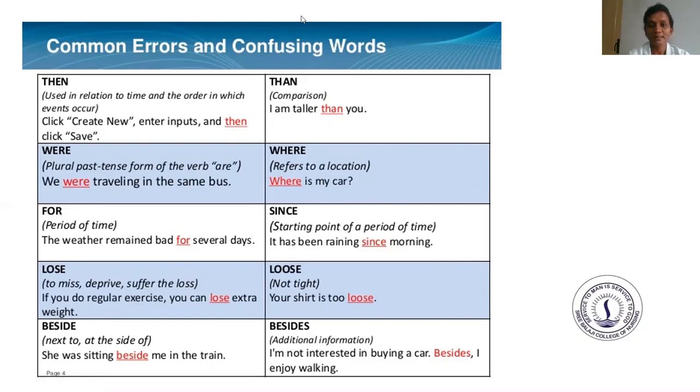And besides, additional information. I'm not interested in buying a car. Besides, I enjoy walking. So you are giving additional information to the sentence. You are not interested in buying a car, and in addition, or besides, I enjoy walking. So besides and beside.